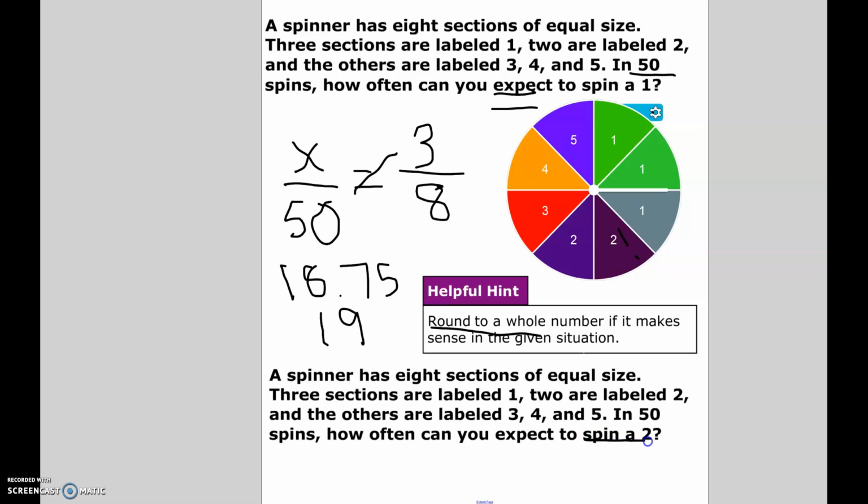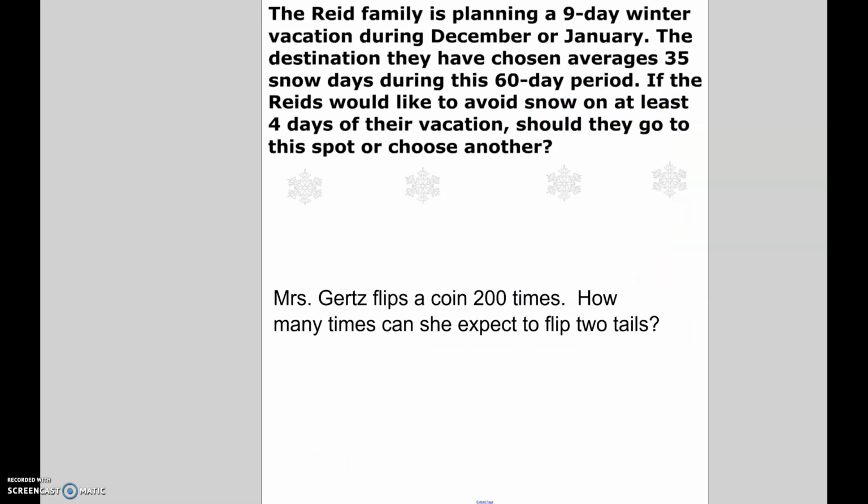It says, how many times can you expect to spin a 2? Well, there are 2 sections that say 2, so that'd be 2 out of 8. And I'm still spinning this thing 50 times. So it'd be 50 times 2 divided by 8. And that is 12.5. If it's 0.5, you round up. So it'd be 13 times I would expect to spin a 2. Okay, skip that one.